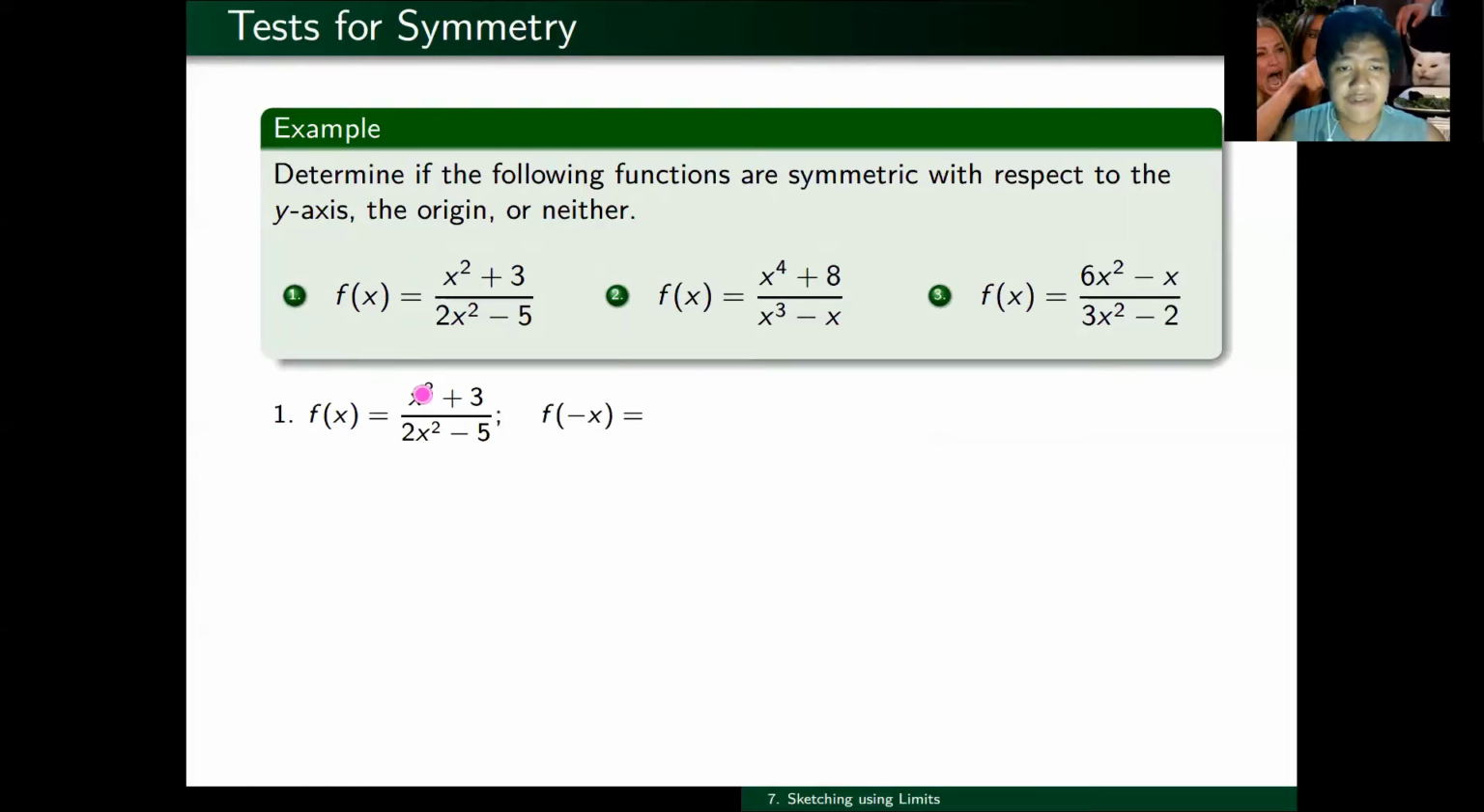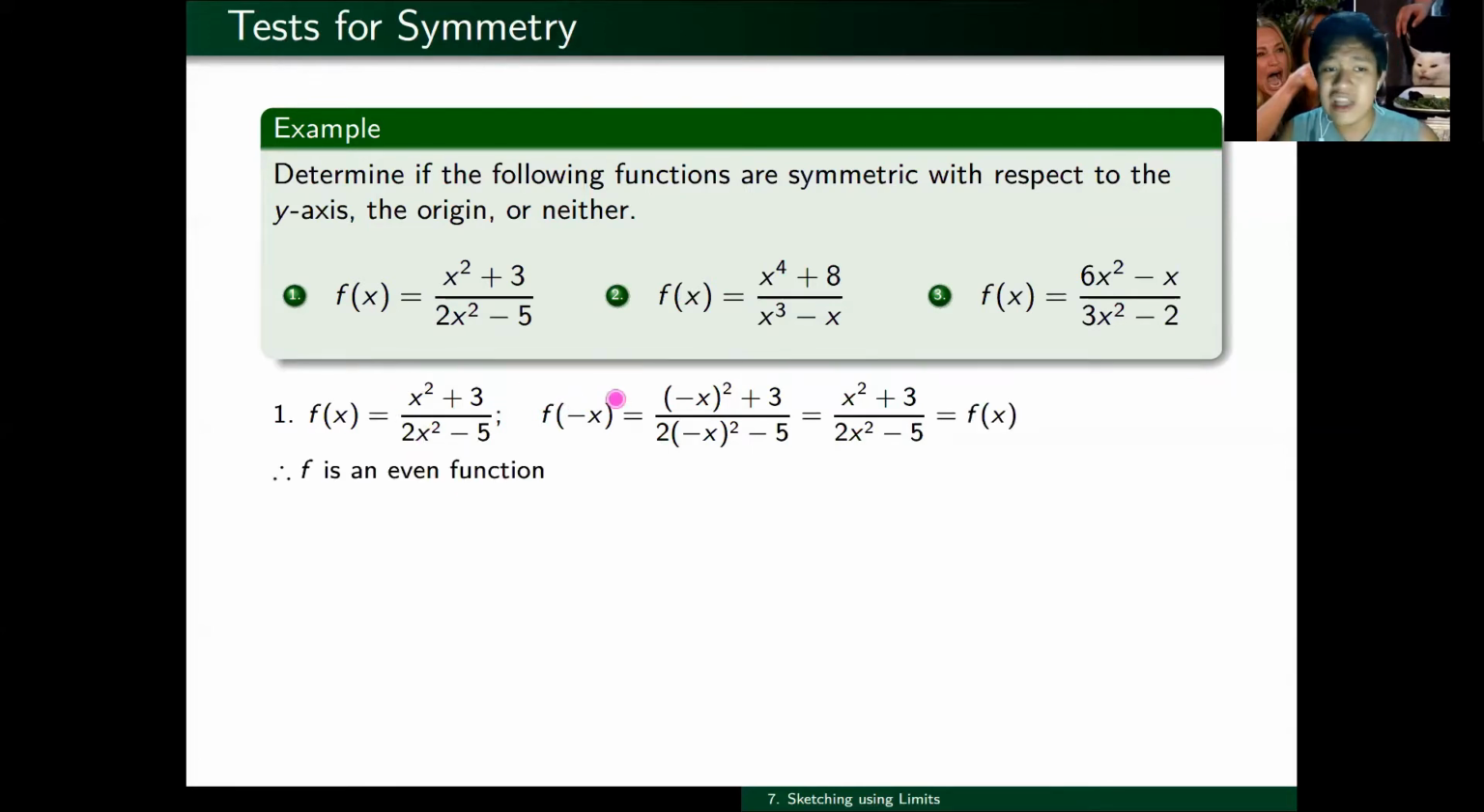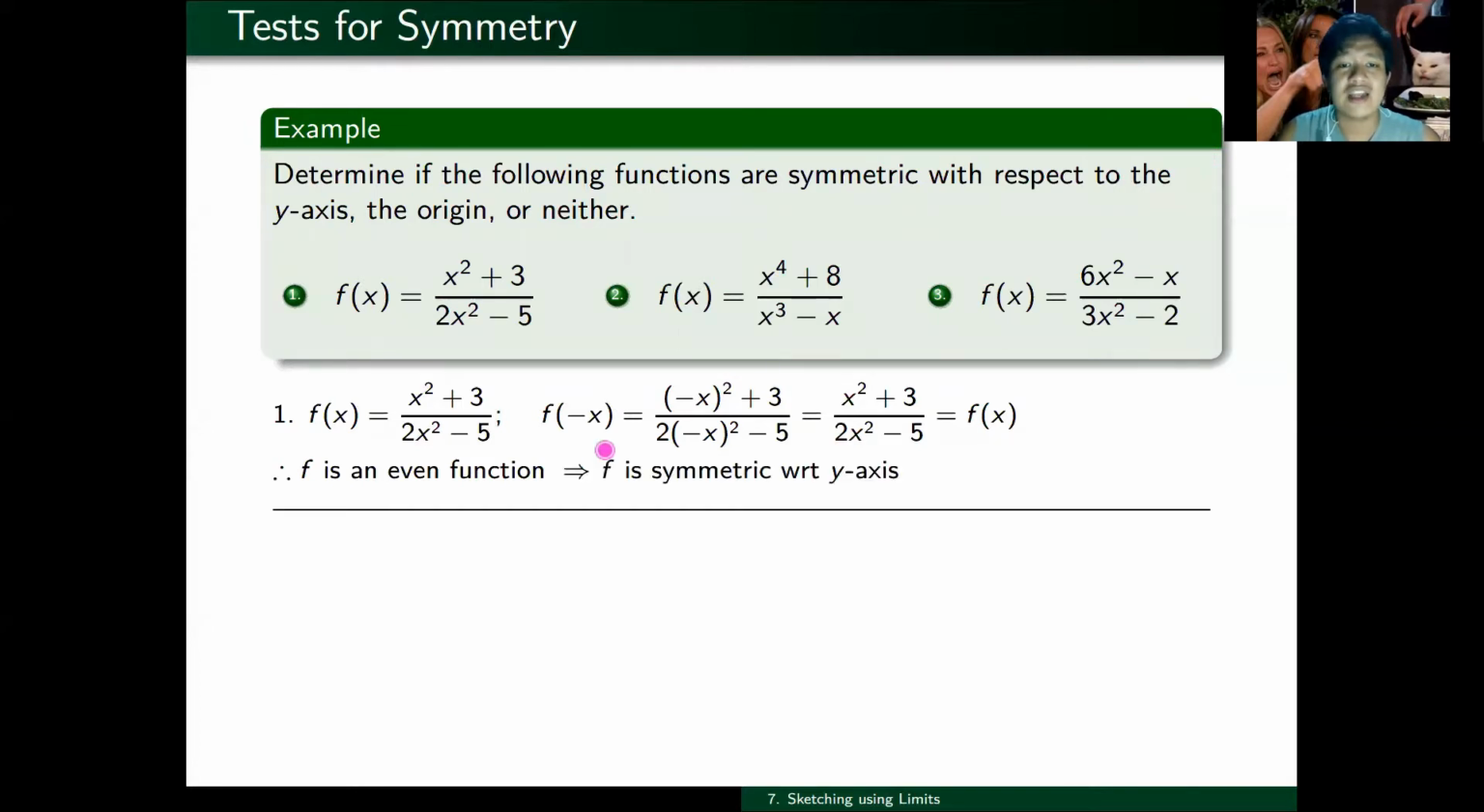So let's look for f of negative x. Let's replace all x's with negative x. I get something like this. But negative x quantity squared is x squared pa rin. So I still get this function, and this is your original function, f of x. So ganun lang po kasimple, even function siya, and moreover, symmetric with respect to your y-axis. Okay? Good. Now, let's try this one instead.